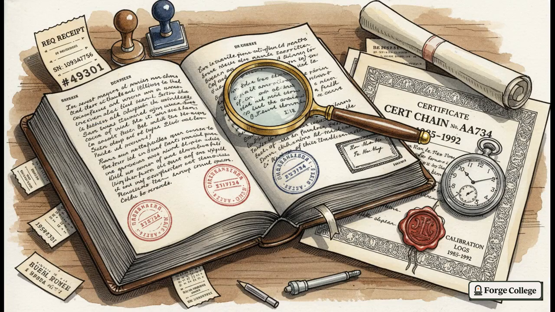And what makes that human narrative believable? Meticulous, borderline obsessive record keeping. We're talking required audit logs. You need request receipts, token serial numbers, CA certificate chains, and time source calibration records. You really need all of it.